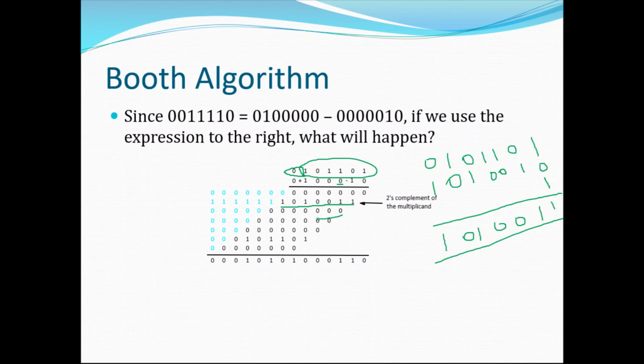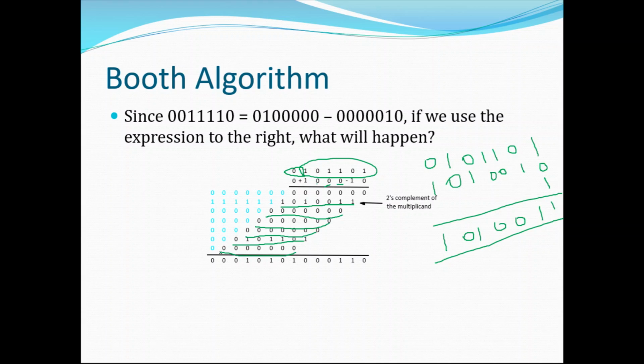Next is 0, so it is filled with zeros. Next is 0, filled with zeros. Next is 0, again filled with zeros. Next is 1. This is not a negative one, this is a positive one, so just copy the multiplicand, which is 0 1 0 1 1 0 1. So 0 1 0 1 1 0 1. Next is 0. Again fill up with zeros, right?